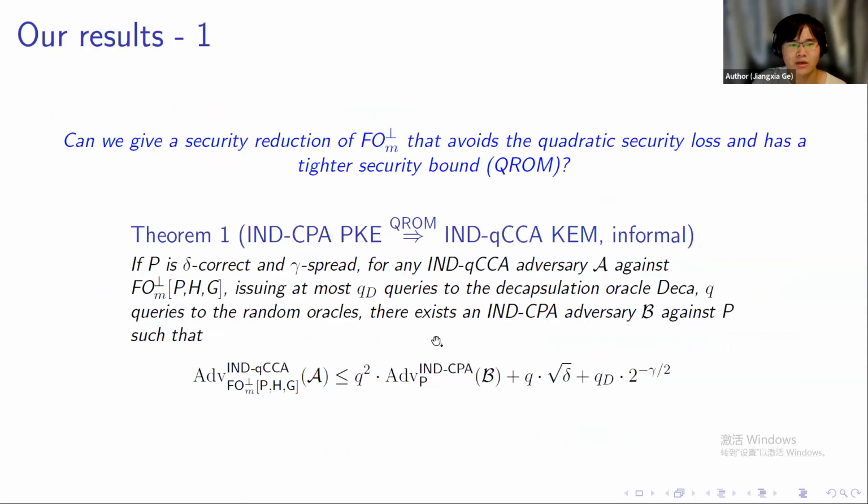Okay, so now let me move on to present our results. For the first question, we gave a QCCA secure reduction of FO-bot and prove the following theorem. We prove that if the underlying PKE scheme P is correct and gamma-spread, then in the QROM, the IND-QCCA security of FO-bot can be reduced to the IND-CPA security of P, without a quadratic security loss. And our security bound is also tighter than those CCA bounds proved by Dent and Hofheinz, even though we accomplish a stronger QCCA security.